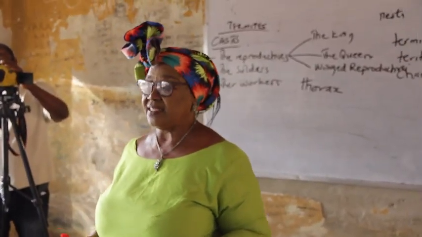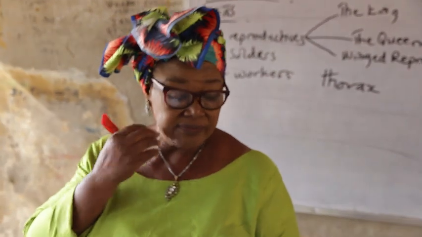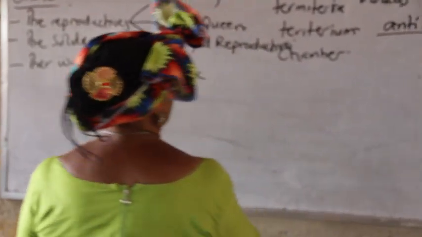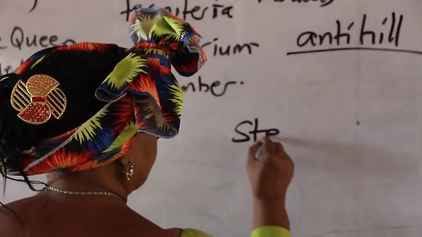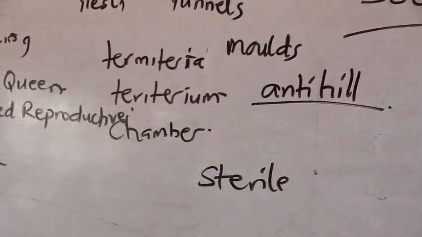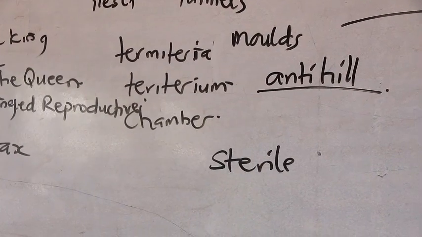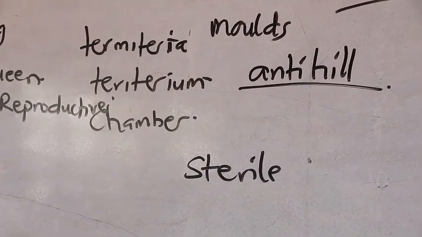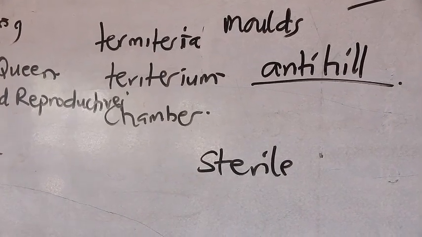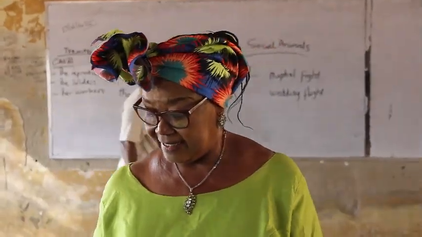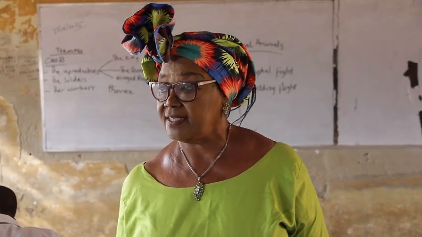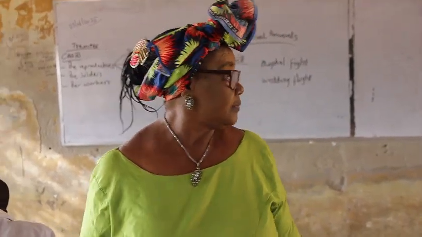The soldiers are wingless. They don't have wings. They are sterile. What do you understand by sterile? They cannot reproduce. They are sterile and blind individuals. They have a big head, bearing powerful jaws. J-A-W.